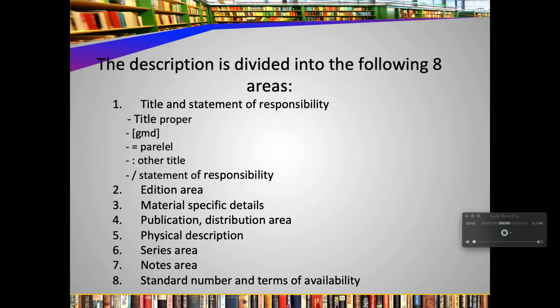Area number 2, edition area. It is a statement about the versions of the information package. Number 3, material specific details. A data or information about particular types of information package. For example, scale of maps or numbering of a periodical.